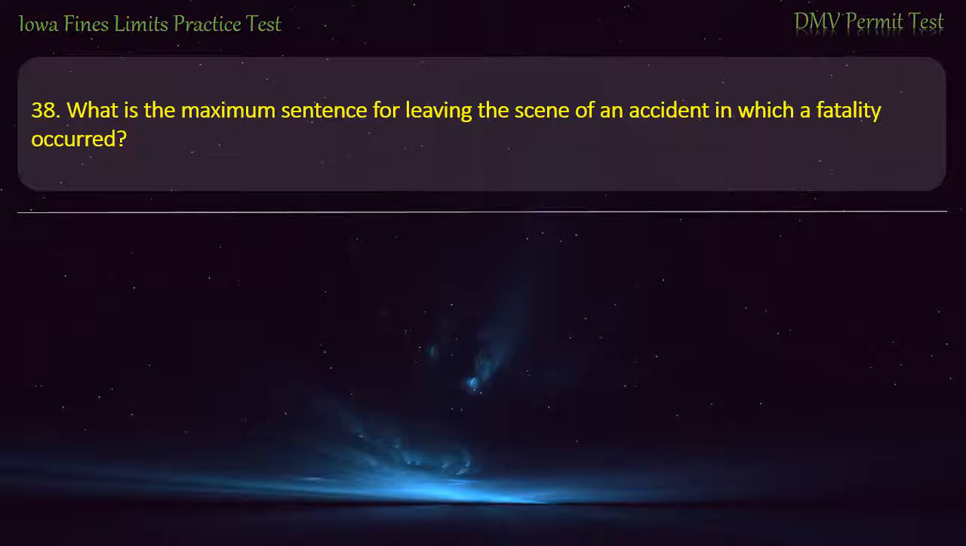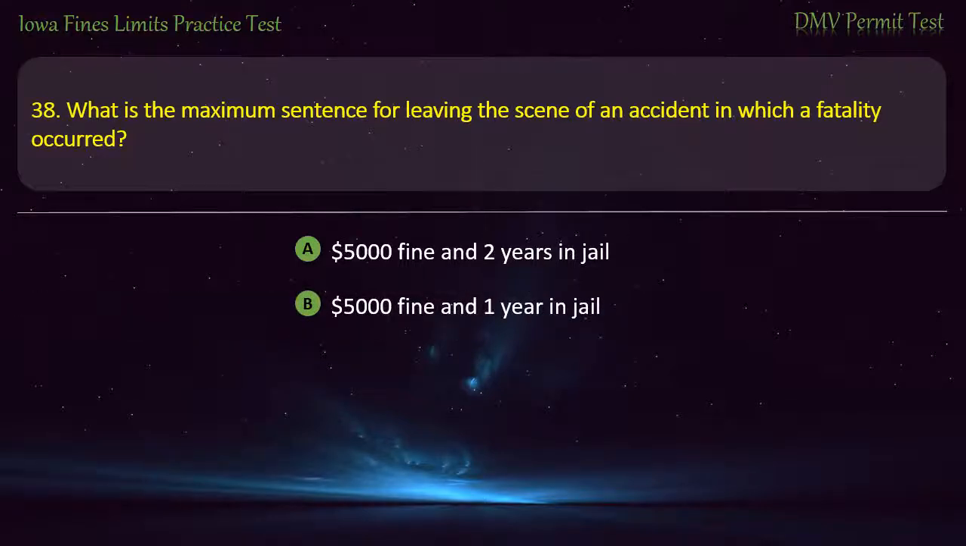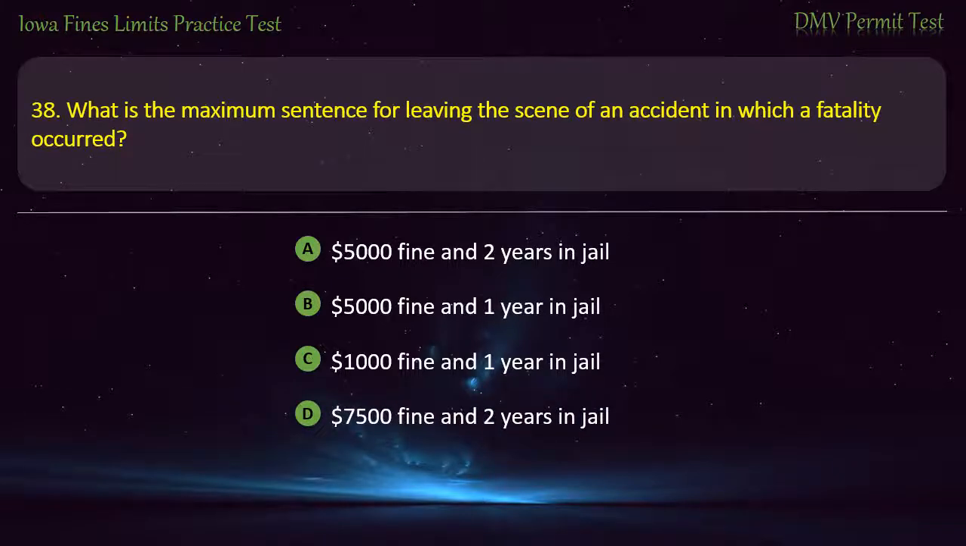Question 38. What is the maximum sentence for leaving the scene of an accident in which a fatality occurred? $5,000 fine and 2 years in jail. $5,000 fine and 1 year in jail. $1,000 fine and 1 year in jail. $7,500 fine and 2 years in jail. Answer: $5,000 fine and 2 years in jail.